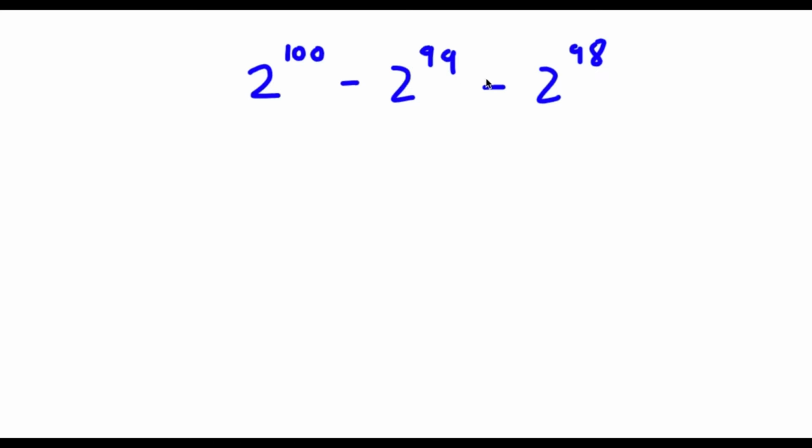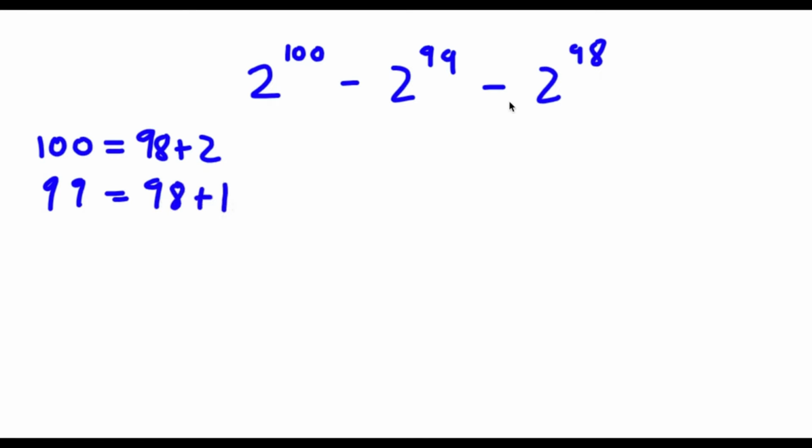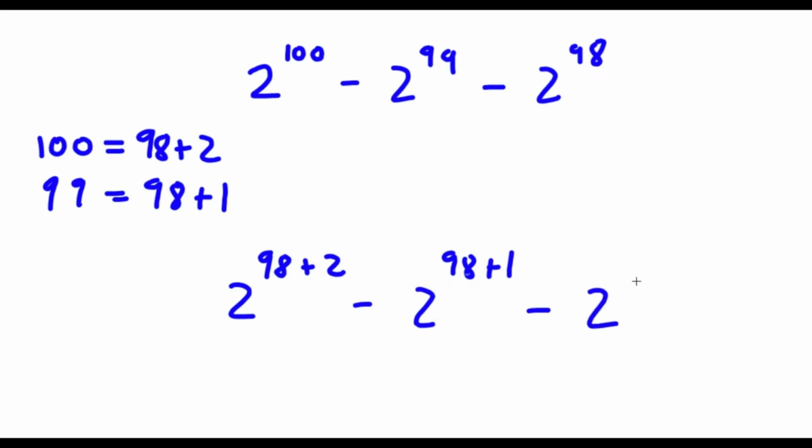Alright, so I have 2 to the power of 100 minus 2 to the power of 99 minus 2 to the power of 98. So first off, 100, this is the same thing as 98 plus 2. 99, this is the same thing as 98 plus 1. And 98, that's the same thing as 98. So now if I replace these in, I get 2 to the power of 98 plus 2 minus 2 to the power of 98 plus 1 minus 2 to the power of 98.